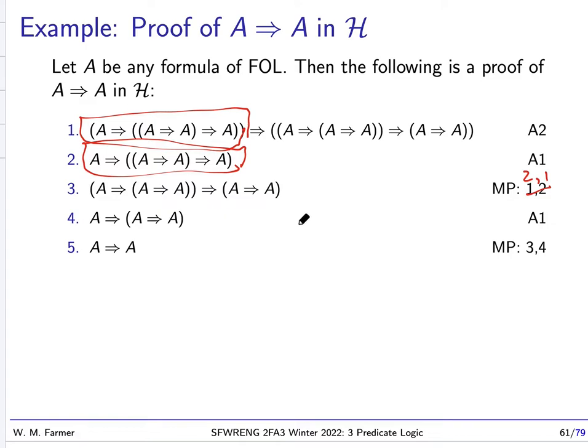And then from A1, I can get another instance. Remember A1 is A implies B implies A. So B plays the role of A. And then from modus ponens, again, we can use this with this. And again, I should have had this 4 and 3. And we get this.